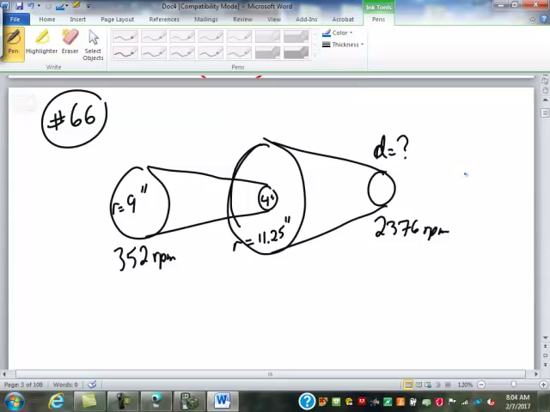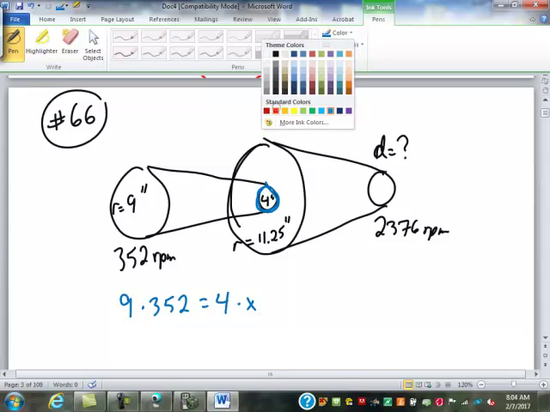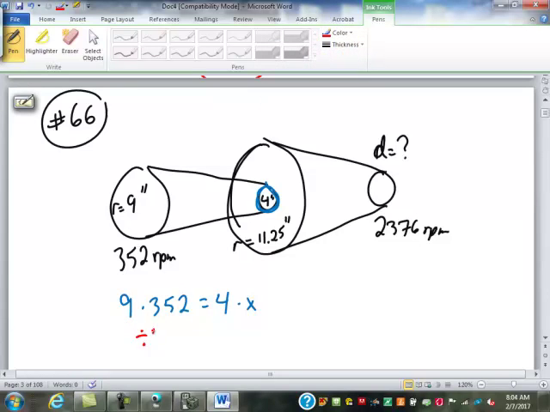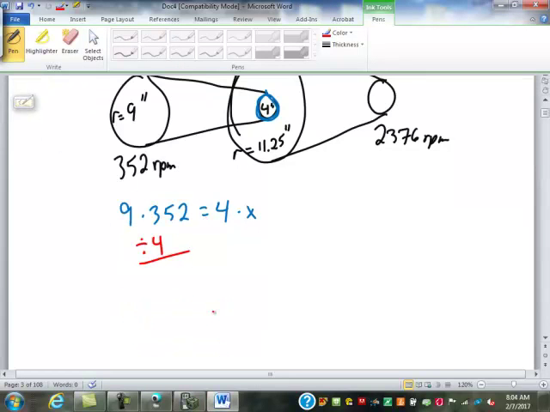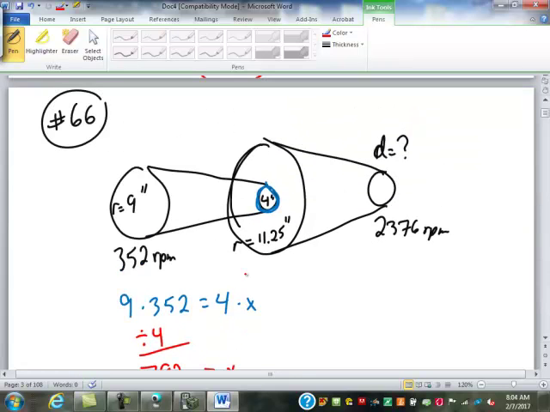So, I can find the speed of the 4-inch pulley. How? Perfect. 9 times 352 equals 4 times x. So we're just going to do this. 9 times 352 divided by 4 is 792. So 792 RPM is how fast the 4-inch pulley is turning.